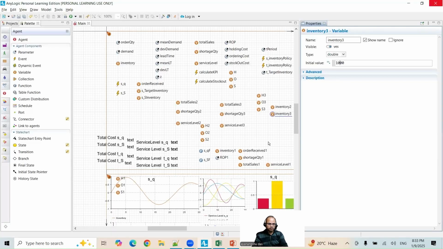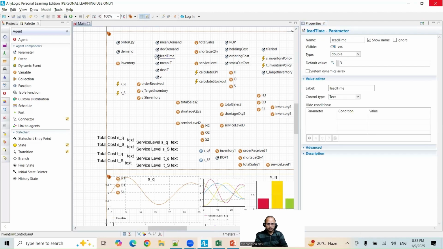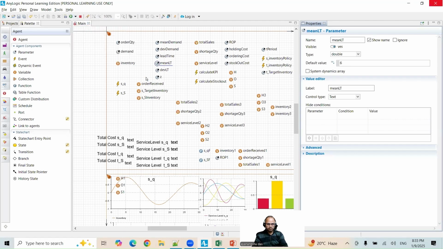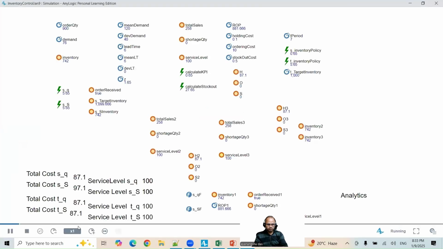Now let us consider that the lead time has changed from 3 days to 6 days because of some natural calamity. So the mean lead time has changed from 3 to 6 days. Let's see what happens. We see that the T policies are not affected, but the SS policy is now not the best policy, because maybe the SQ policy is better in terms of both the cost as well as the service level.